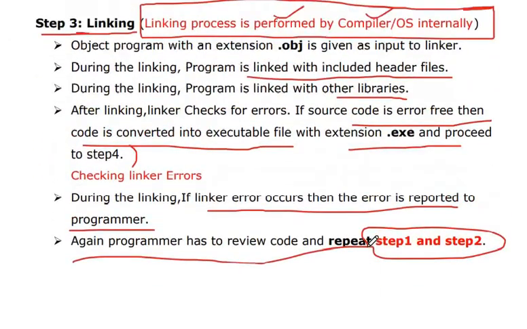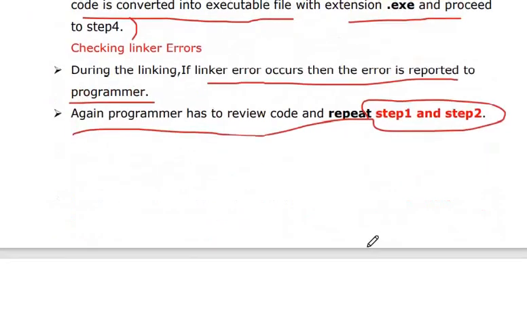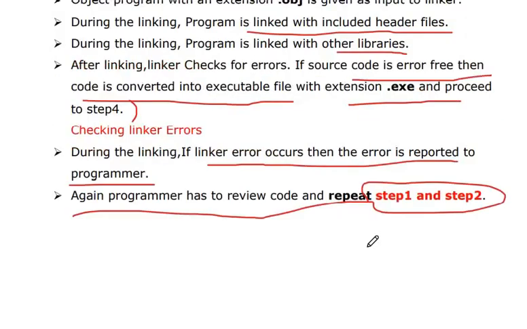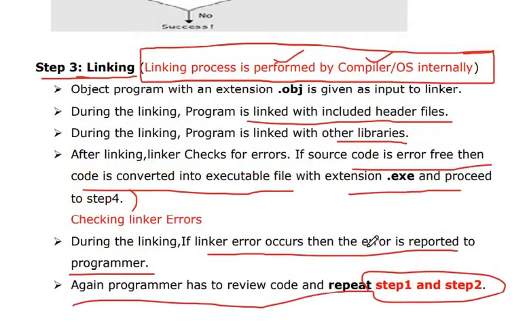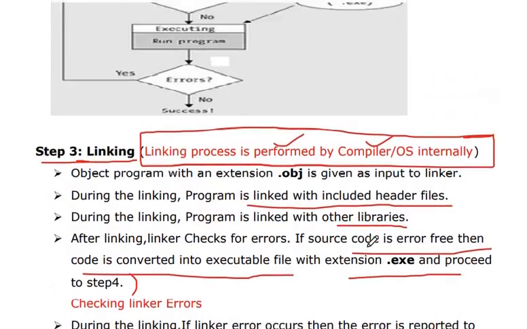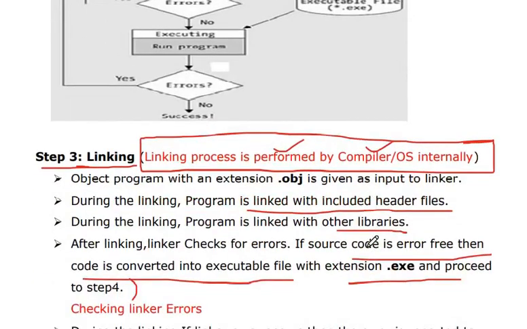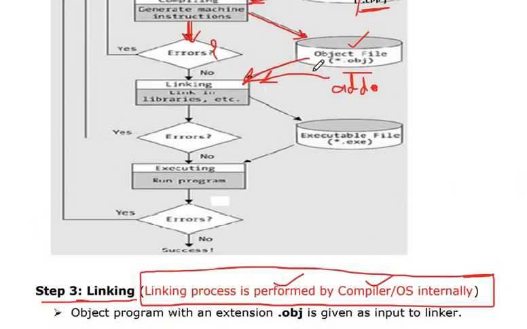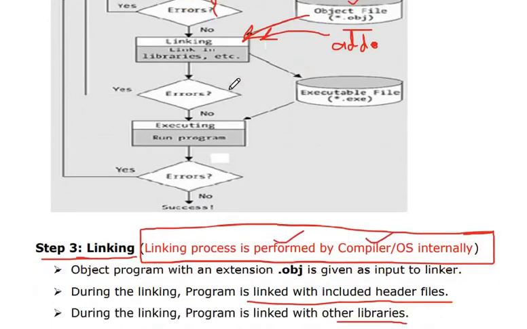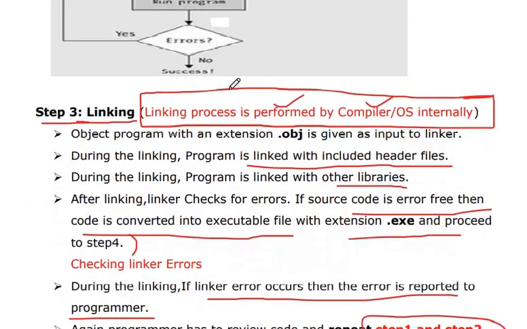Now next, once again he has to perform step 1 and step 2. After that he has to re-edit the program and compile the program. After the compilation, if the program does not contain any errors, what happens? Immediately the obj file is given as an input to the linker. The linker takes the .obj file as an input.